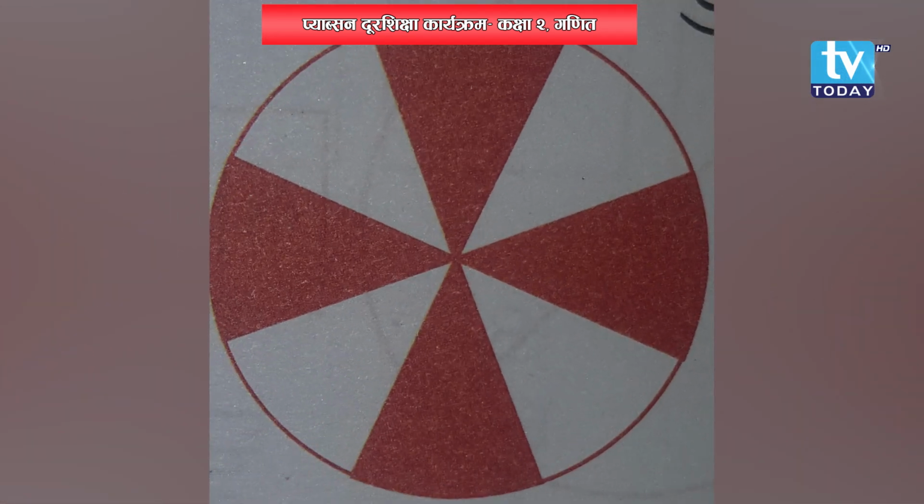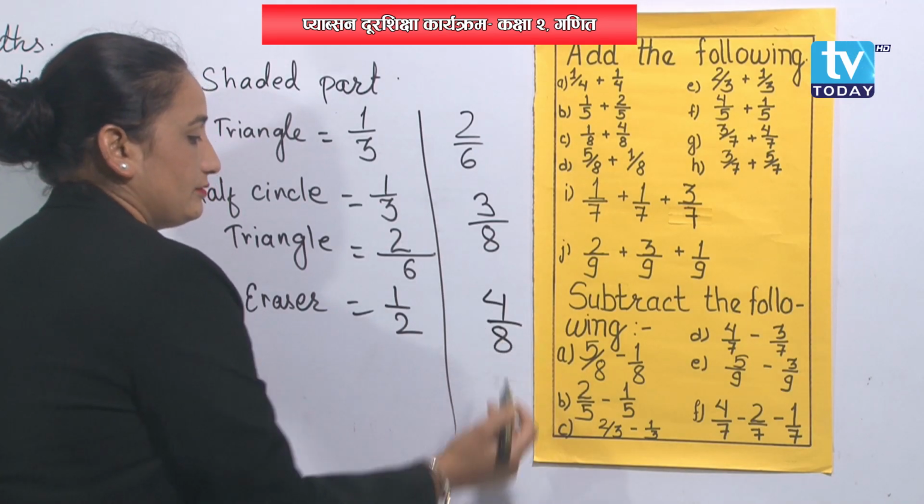Now, finally, the last picture of these shaded part questions. In this circle, how many parts are there? First count the parts. Can you count it? Total 8 parts. Among those 8 parts, how many parts are shaded? 4 parts, right? So, 4 by 8.